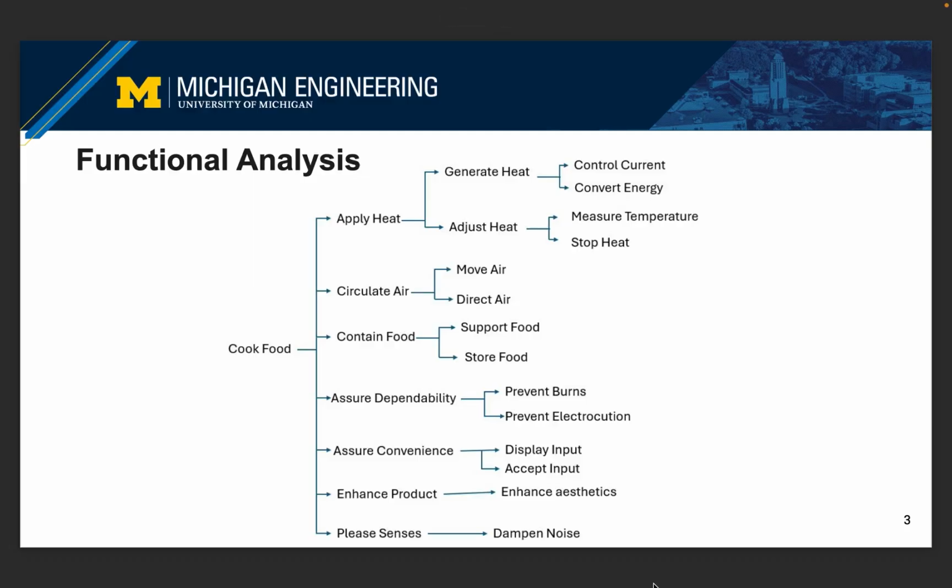For the function analysis, we broke down the air fryer's main function, which is cooking food. Key subfunctions include generating heat, circulating air, containing food, ensuring safety, providing user controls, improving aesthetics, and reducing noise. This helped us understand what functions the product must deliver.